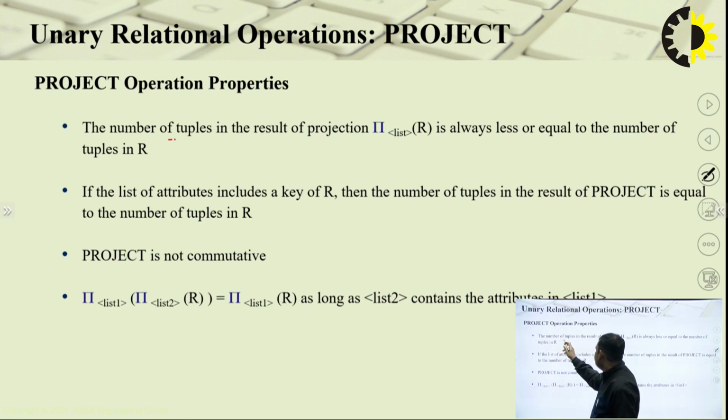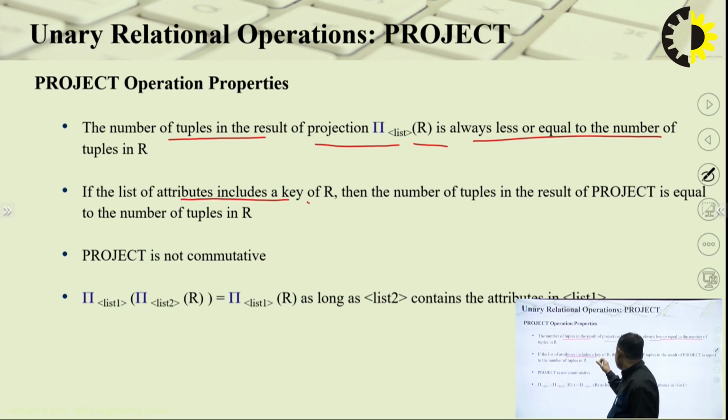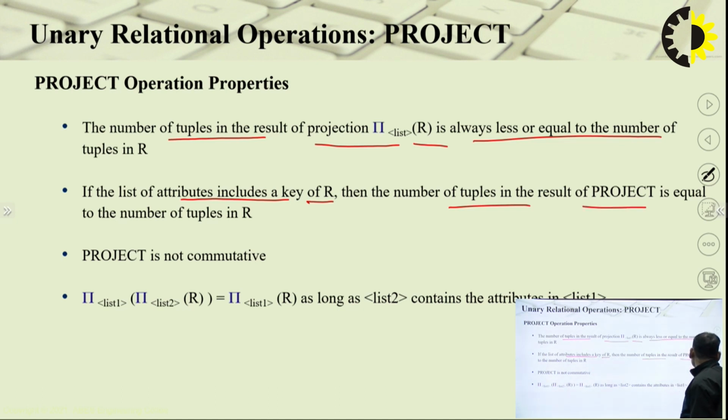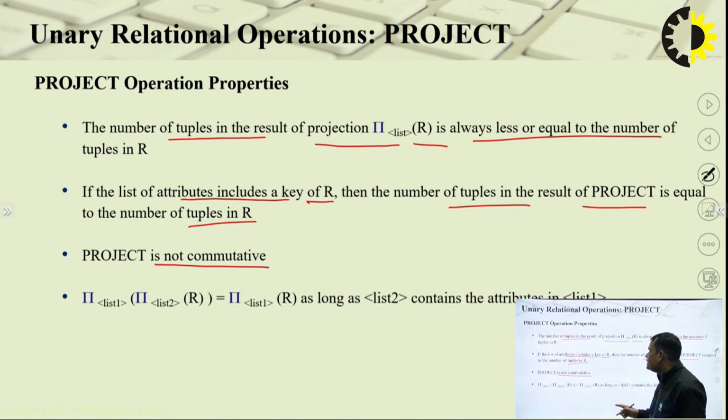The first property: the number of tuples in the result of the projection pi list of R is always less than or equal to the number of tuples in the relation. The second property: if the list of attributes includes a key, meaning the primary key, the number of tuples in the result of the projection equals the number of tuples in relation R. Projection is non-commutative, but the selection operation is commutative. Commutative means, for example, A minus B equals B minus A. This property holds for the selection operation, but for the projection operation this property does not hold.